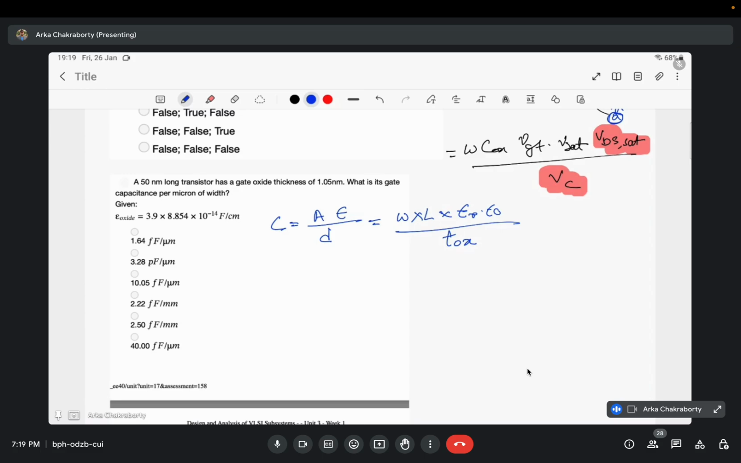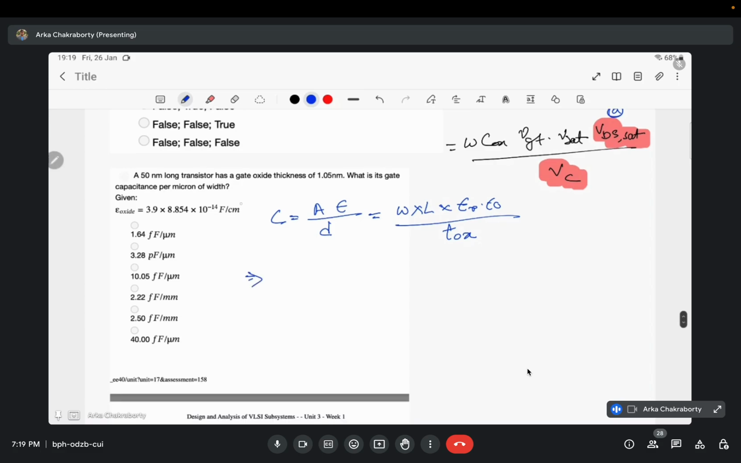Okay, so here it is asked: what is the gate capacitance per micron of width. So he has asked me to find gate capacitance per micron of width, meaning C by W. So it would be L epsilon R epsilon naught by T ox. Simple.